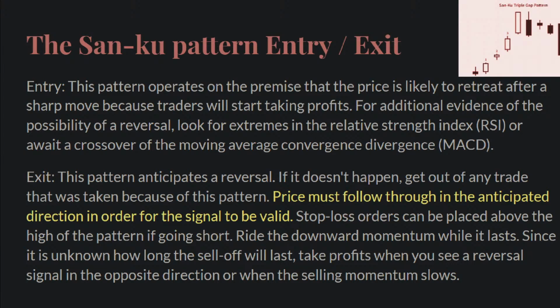For additional evidence of the possibility of a reversal, look for extremes in relative strength or a weighted crossover or bearish divergence in the MACD. And then the pattern exit could also be on a fib level with a bullish divergence, and you can use the same thing with an RSI and MACD as you did to get into the trade. But if the reversal doesn't happen, you can get out of the trade, because you want to make sure that the price follows through the anticipated direction in order for the signal to be valid. So you want to make sure that you get a clear trend break.